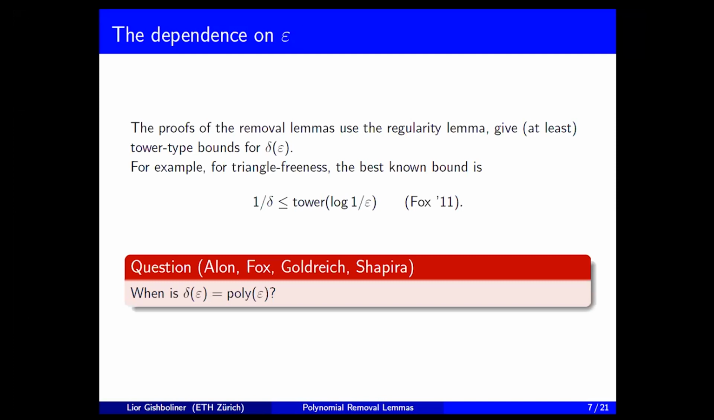The problem that we will care about is when does delta depend polynomially on epsilon? So in other words, when do we have an efficient testing algorithm, where efficient means that the complexity depends polynomially on 1 over epsilon? So this is a general problem. Let me tell you some things which are known.